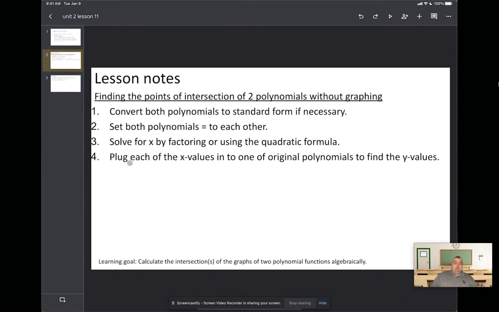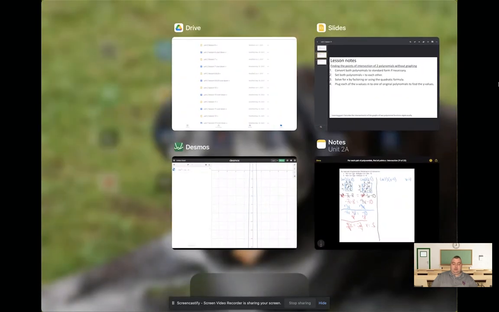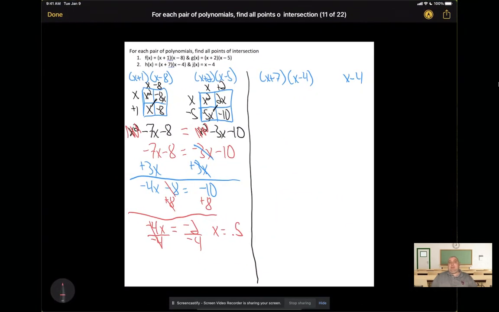The last step is to plug each of the x values into one of the original polynomials to find the y values. So remember, an intersection, a point on a graph, has an x value and it has a y value. I only found the x value of 0.5. I now need to go ahead and find the y value. So to do that, I'm going to pick one of the original polynomials. So I'm just going to pick the first one, (x plus 1)(x minus 8).